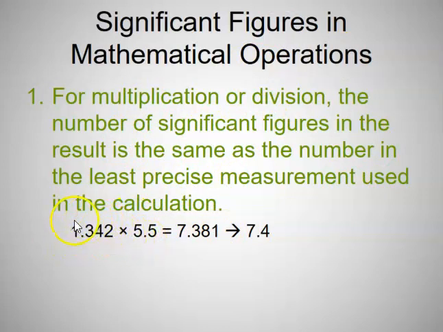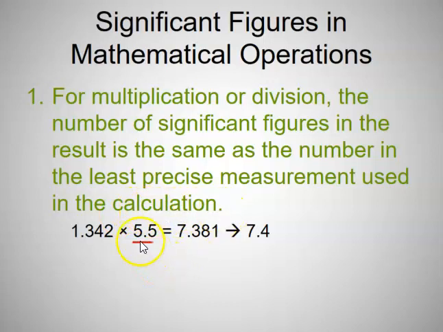So 1.342, that has 4 sig figs. 5.5, that has 2 sig figs. Now you can just put this in your calculator, that's fine. We'll say 7.381. But my answer can have no more than 2 sig figs, because the number I started out with the least amount of sig figs determines how many sig figs are in my answer. So this one only had 2, my answer can only have 2. If I had 50 sig figs in the first number and 3 sig figs in the second number, I would have 3 sig figs in my answer. So it's whatever your least number of significant digits is, that's what you go with on multiplication and division.